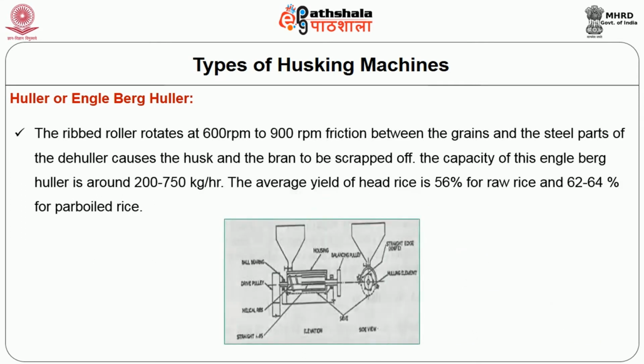The ribbed roller rotates at 600 rpm to 900 rpm. Friction between the grains and the steel part of the dehuller causes the husk and the bran to be scraped off. The capacity of this type of huller is around 200 to 750 kg per hour. The average yield of head rice is 56% for raw rice and 62 to 64% for parboiled rice.